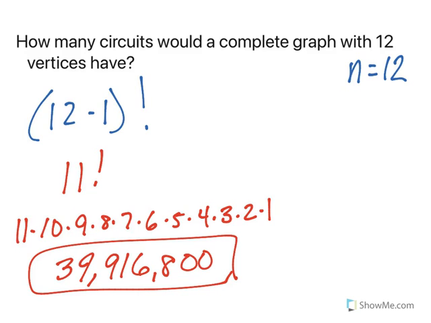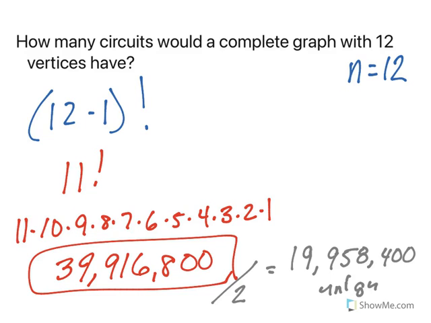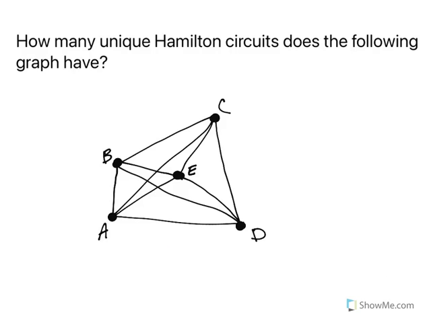Now, if you want the number of unique circuits, we would divide by 2 and end up with 19,958,400 unique circuits. Whew, that's a lot. 12 vertices is a lot, right? Every one of them is connected to 11 different vertices, that's a lot of lines.